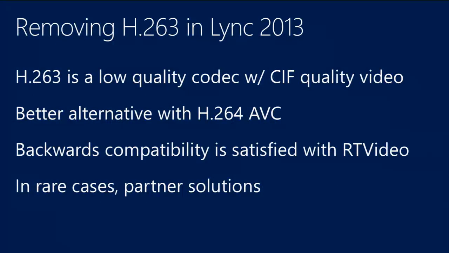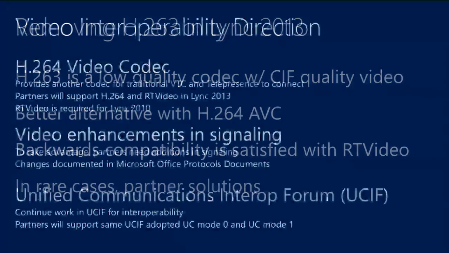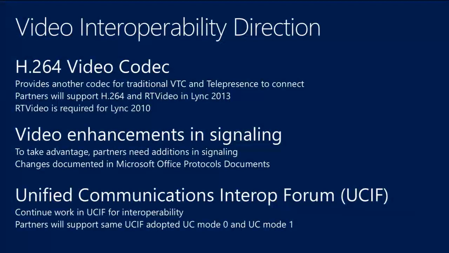We're also removing H.263. H.263 is a CIF codec, so it's a very small resolution codec, a low quality, and we have a much better alternative with H.264 AVC interoperability between AVC and SVC. And if we need to do backwards compatibility with RT video capable points such as Link 2010, we can do that because we still carry RT video. There might be some extremely rare cases where the VTCs don't have H.264. Very, very few of those out there, small proportion. For those, there are partner solutions available today. BlueJeans is a good example for that, and others, gateways and so on.